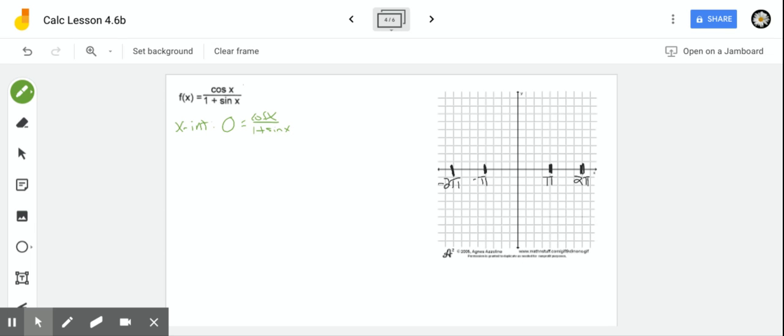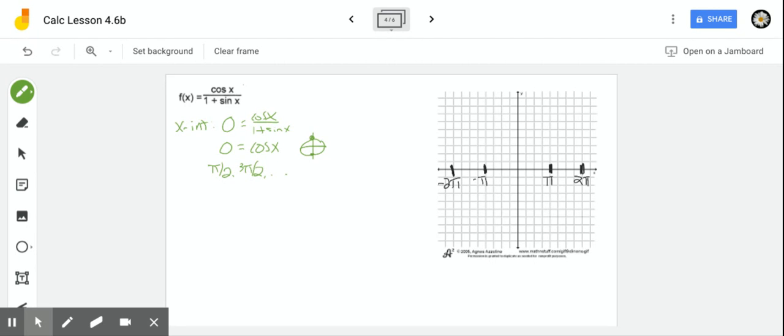Okay, and we're going to multiply both sides by the denominator. So really, we're only looking for the places where cosine is 0. So think about your unit circle. Remember, cosine is the x term. So we have intercepts at pi over 2 and 3 pi over 2, and they keep happening.